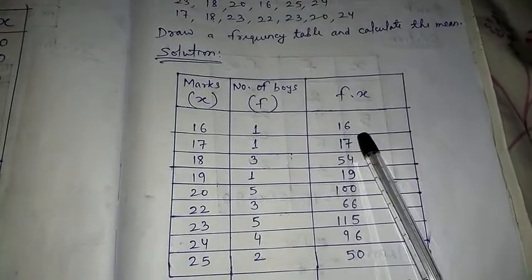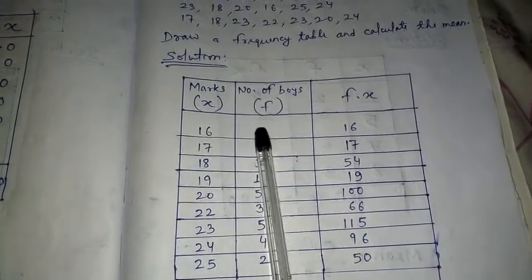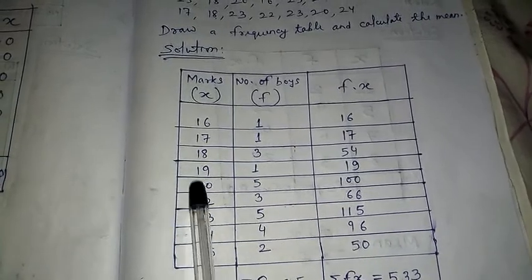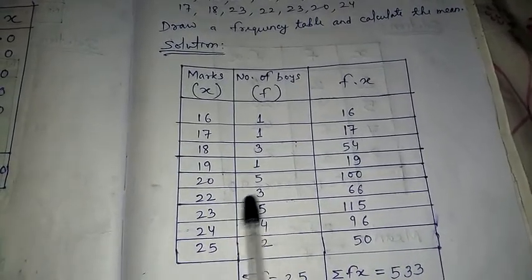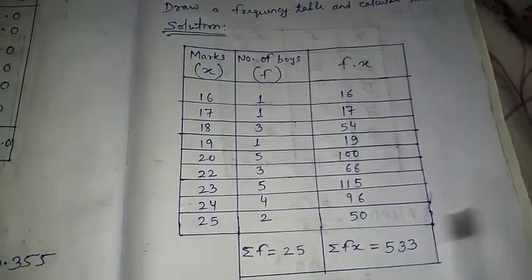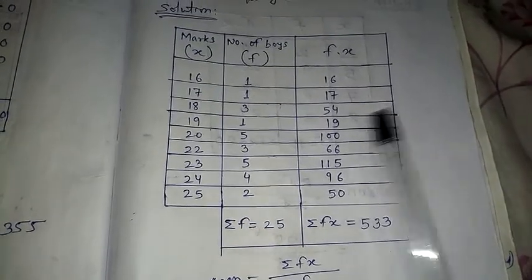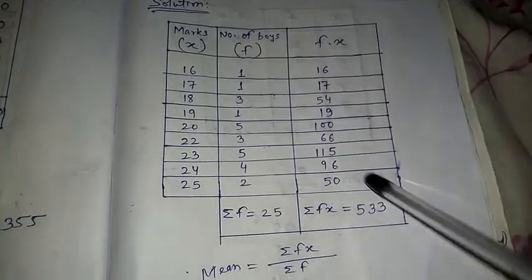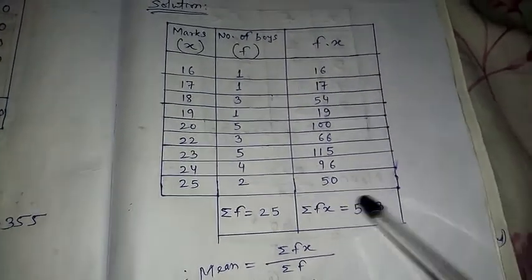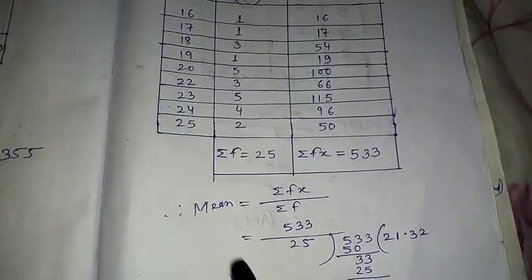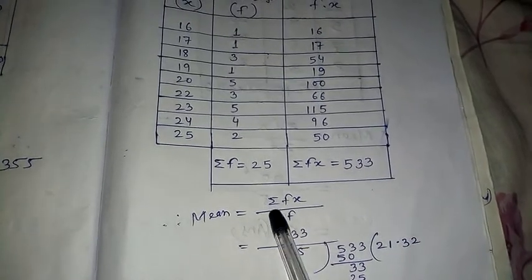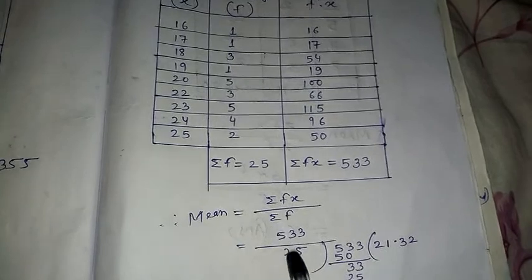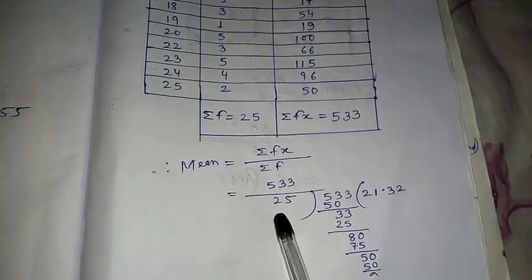And fx, you know how it comes, by multiplying: 16 times 1 is 16, 17 times 1 is 17, 18 times 3 is 54, 19 times 1 is 19, 20 times 5 is 100, 22 times 3 is 66. If you multiply, all this comes. And for the summation of fx, again I say make these two columns wide, so that you can write here comfortably. So when you add the fx column, 533. Mean equals the formula summation of fx by summation of f. Summation of fx is 533 and summation of f is 25.